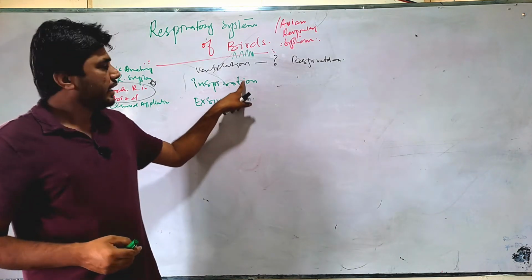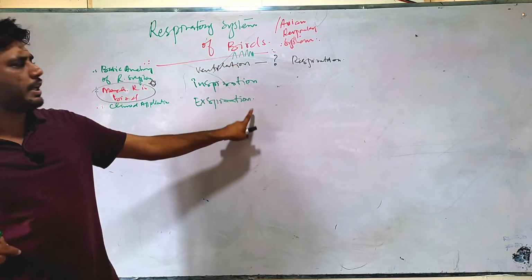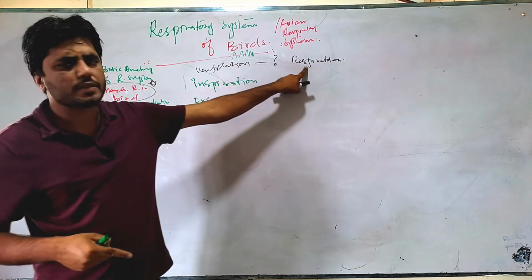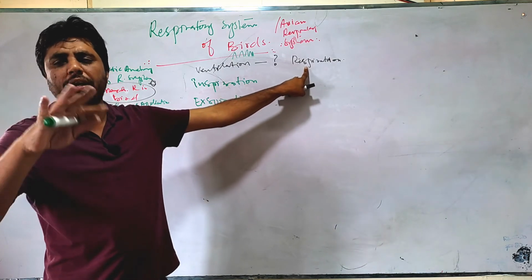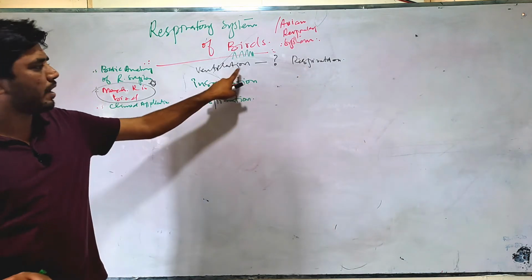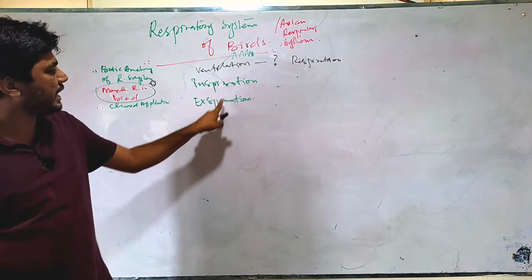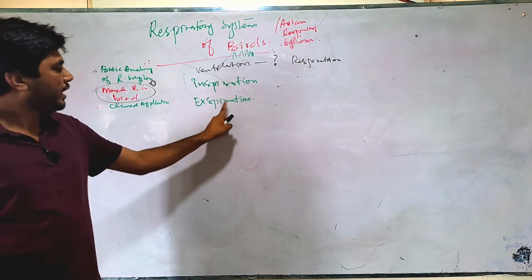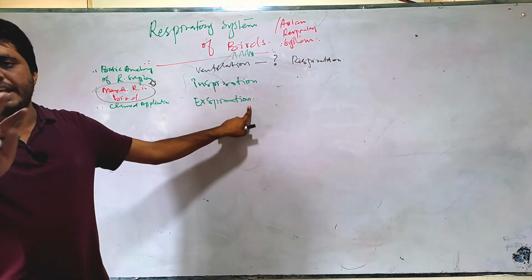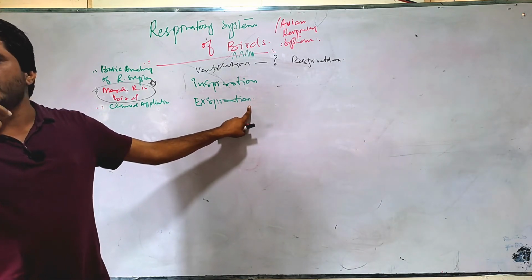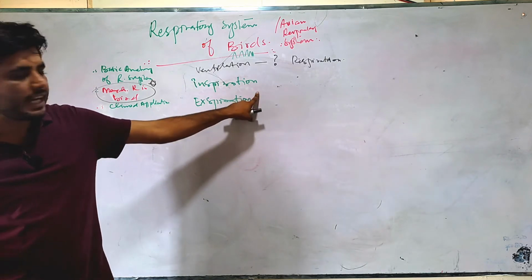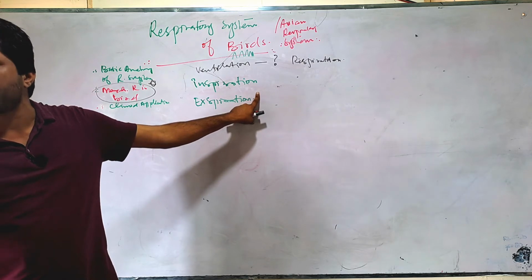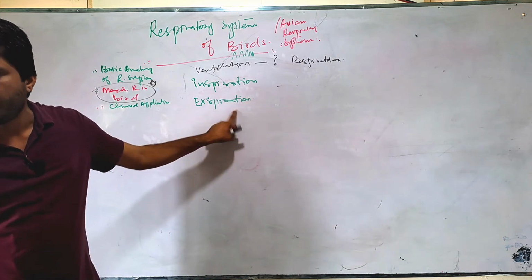That's the point. Entry of air means give focus to the ventilation. Forget the respiration, the gas exchange, our whole mechanism. Just give importance to ventilation. Look at the inspiration and expiration. In other words, the entry of air into the respiratory system is inspiration, and removal or going back of the air from the respiratory system to the environment is expiration.